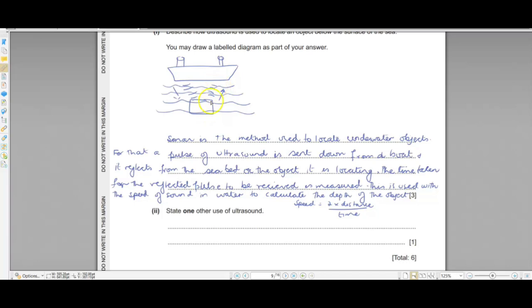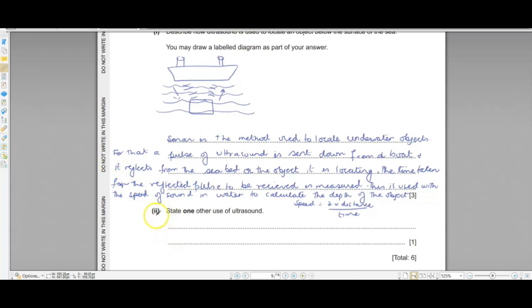And the time taken for the reflected pulse to be received is measured. It is used with the speed of sound in water to calculate the depth of the object, or sometimes the depth of the seabed, whatever. Over here it's mentioned that there was an object, so we should stick to the object. This is the diagram that you can draw. In one diagram the pulse is going, and in one diagram the pulse is being reflected, and we can show it with the help of these arrows, and this is how you are going to write it.